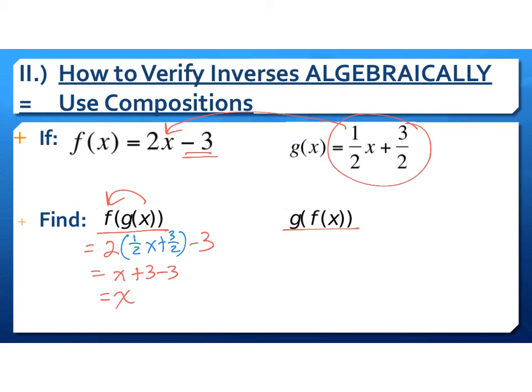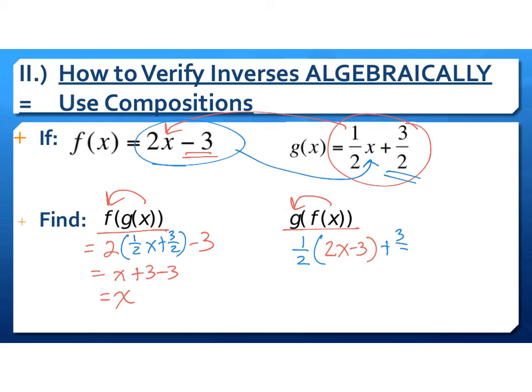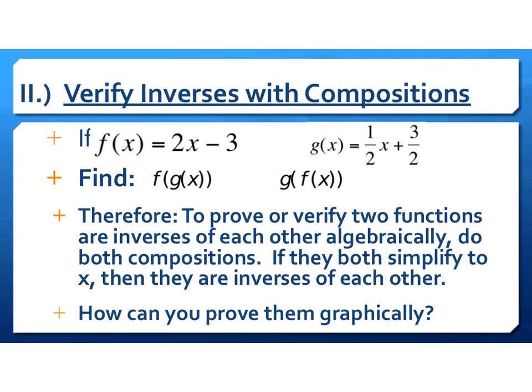Now we're going to do it the other way. I'm going to plug f of x into g. So f of x into g, don't forget that last term. So we're going to have 1/2 parentheses, my other grouping, 2x minus 3 plus 3/2. So when I distribute, I get x minus 3/2 plus 3/2, and this one simplifies to x. Interesting. That's what's supposed to happen.